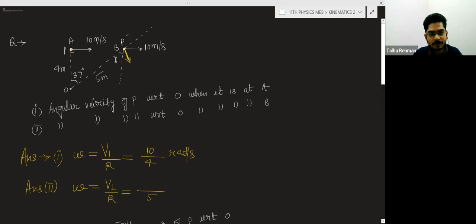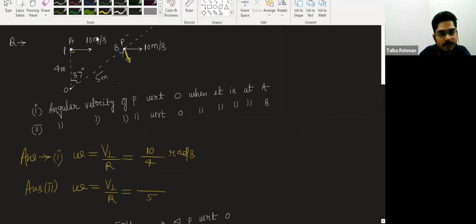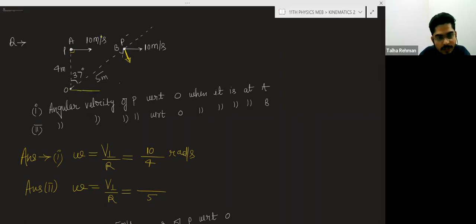In another way also you can find this angle. If you draw a horizontal line, this angle you will get as 53 degree, because this is 37. Now this line and this velocity are perpendicular, meaning the angle is 90 degree. So this angle will basically be 37 degree.